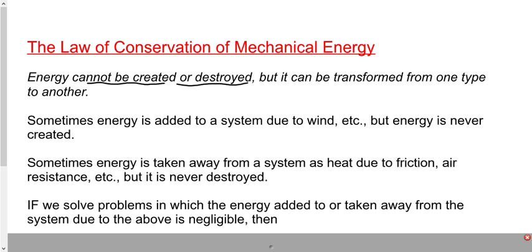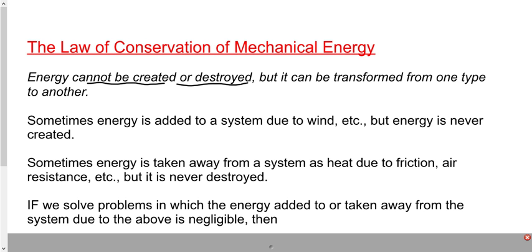Usually when we solve a problem in Physics 20, we're going to have a negligible. What do we mean by negligible? What's that word mean? Not very much, so small an amount that it really doesn't matter.